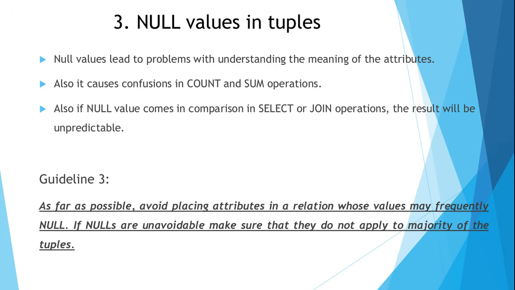Also, it causes confusion in count and sum operations. Also, if a null value comes in an attribute and you perform a select or join operation on that attribute, again the result may be wrong. So it's always better to avoid null values in tuples. So the guideline is, as far as possible, avoid placing attributes in a relation whose values may be frequently null. If nulls are unavoidable, make sure that they do not apply to a majority of tuples.